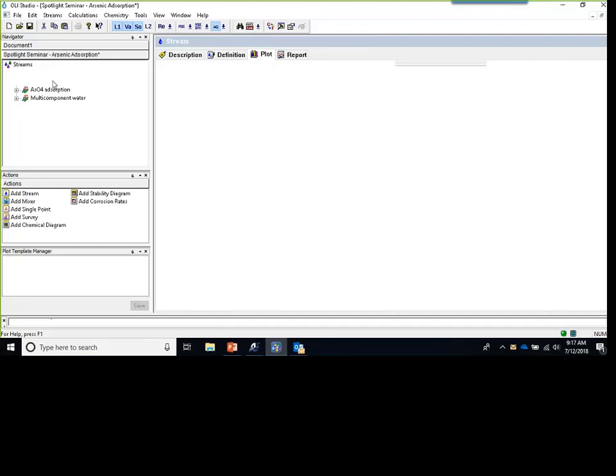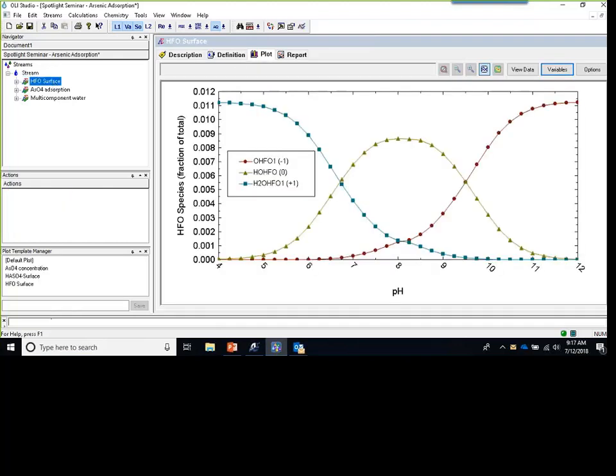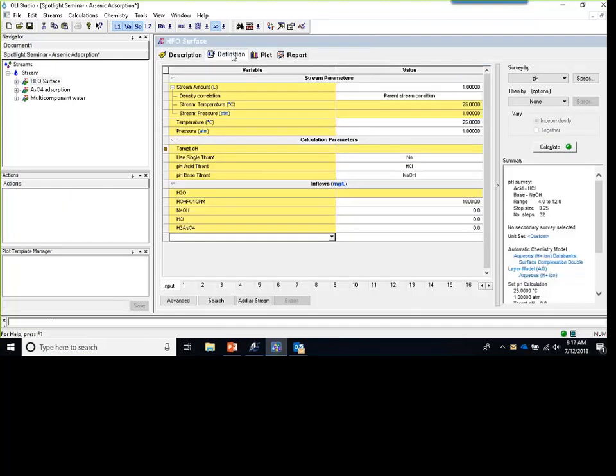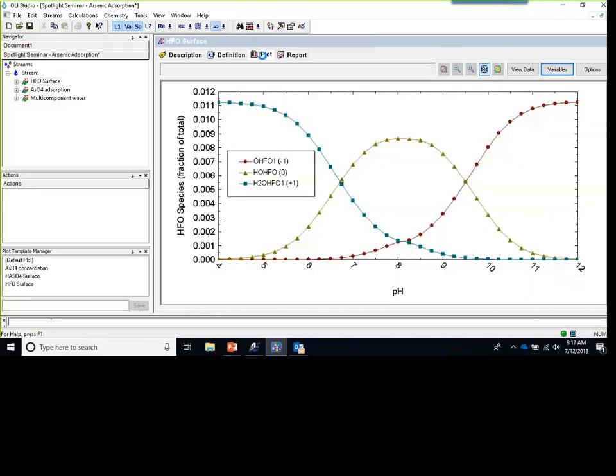The first thing I want to do is do what's called a pH survey. And in this pH survey, I'll take that 1,000 milligrams per liter of surface, and I'll raise the pH, or adjust the pH, between 4 and 12. And when I get the calculation done, what I can look at is the speciation of those functional groups, or of those surface groups on the hydrous ferric oxide.